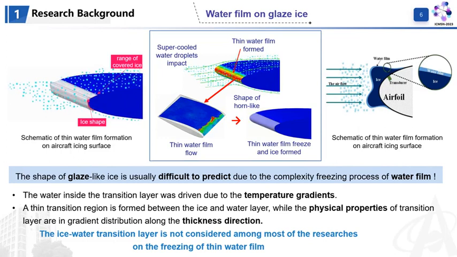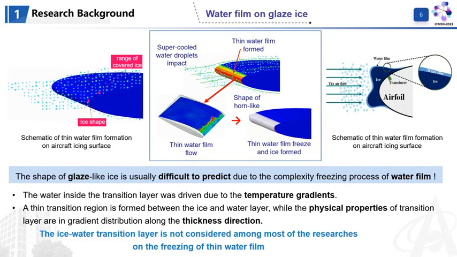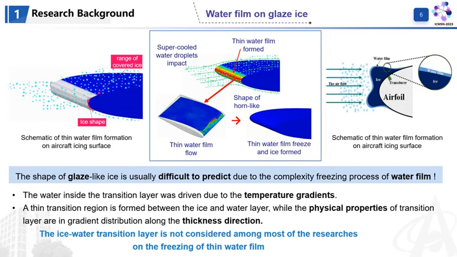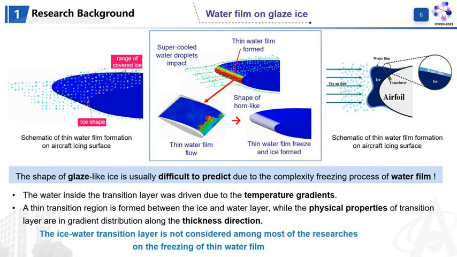However, most previous studies on icing did not take into account the existence of an ice-water transition layer between ice and water. But this transition layer is objective. It will directly affect the icing process, so it is necessary to study the measurement technology of this transition layer.